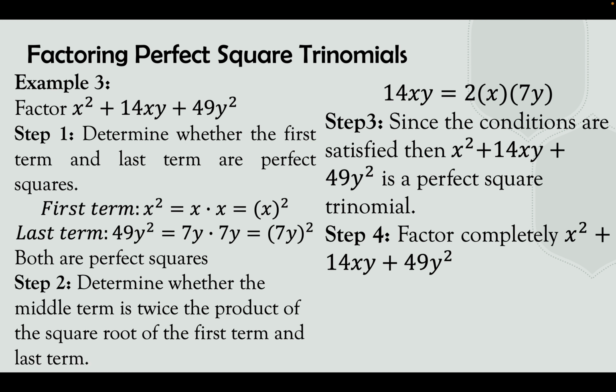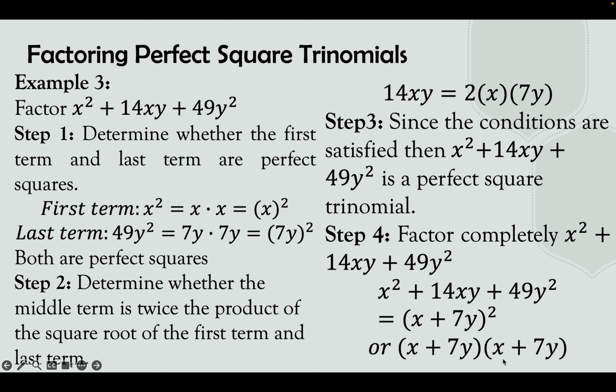Now, we can factor it completely by following a plus b raised to 2, where our first term is x and our last term is 7y. So we have here x plus 7y raised to 2, or x plus 7y times x plus 7y.